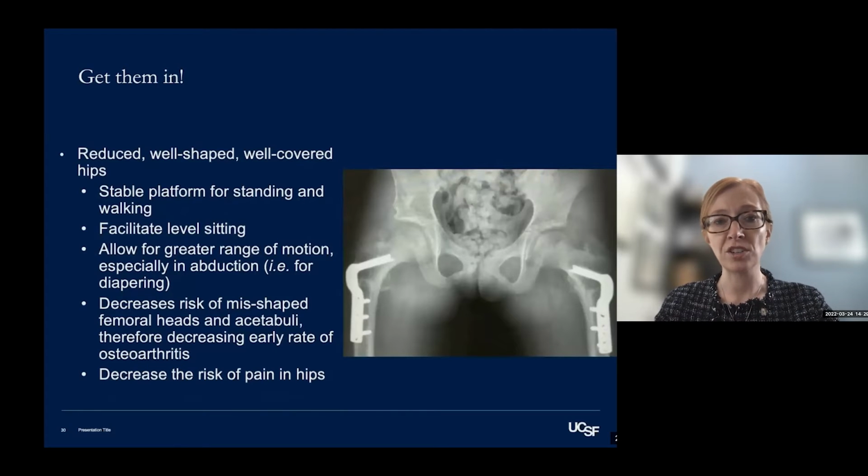So reduced, well-shaped, well-covered hips give you a stable platform for standing and walking. They facilitate level sitting. They allow for greater range of motion, especially in abduction, for example, with diaper changes. And it decreases the risk of a misshaped femoral head and socket, which can lead to osteoarthritis. So by getting hips in early, we decrease the risk of hip pain over time.